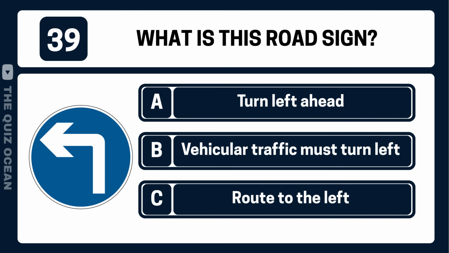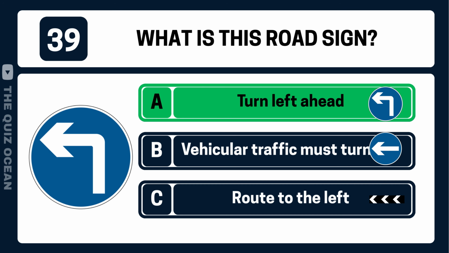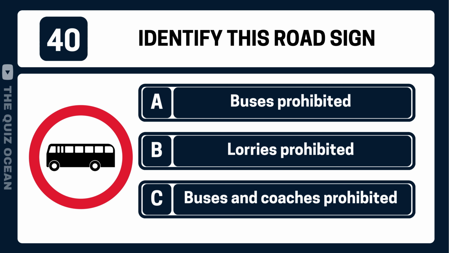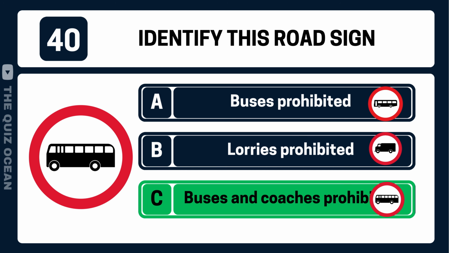What is this road sign? Excellent. This is the turn left ahead sign. Identify this road sign. You got it. This sign prohibits buses and coaches from using this road.